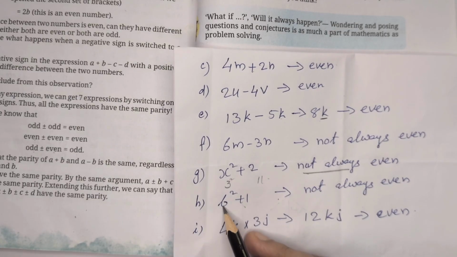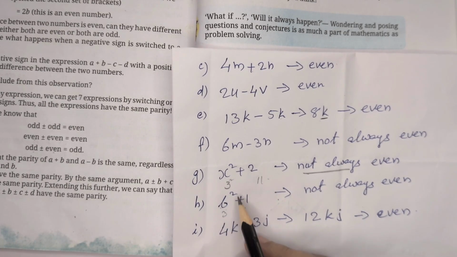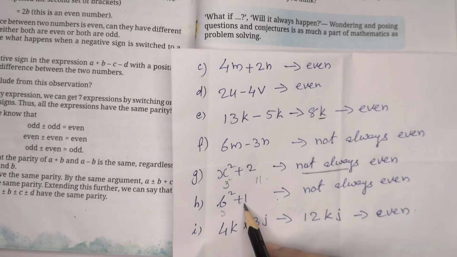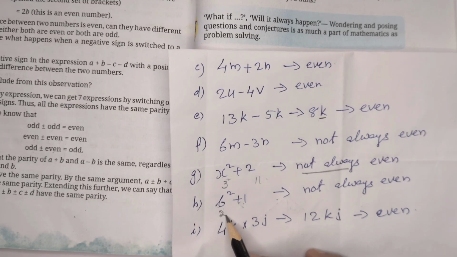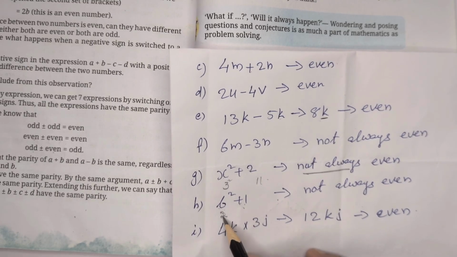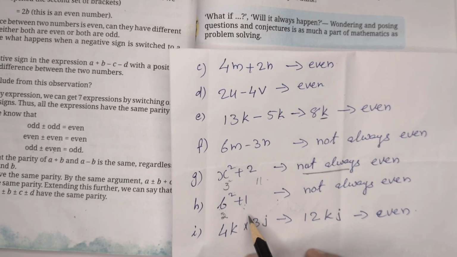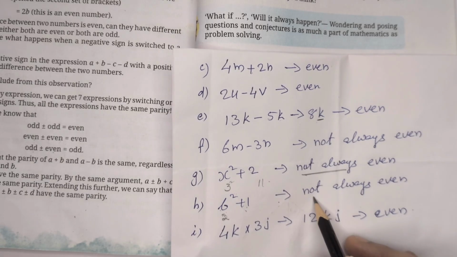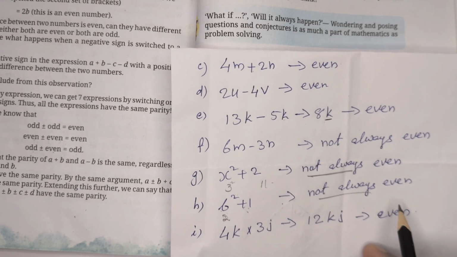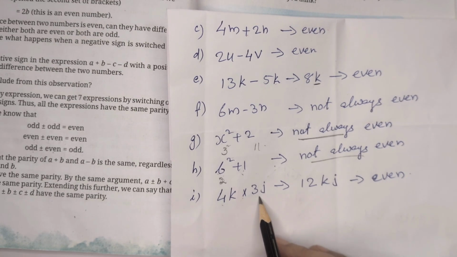Say, if we are putting an odd number for b, 3. 3 square 9. 9 plus 1, that will become even. At the same time, b we are taking as an even number. Then 2 square, for example, 2 square 4, 4 plus 1, 5, odd number. So there also we will get odd and even. So not always even.